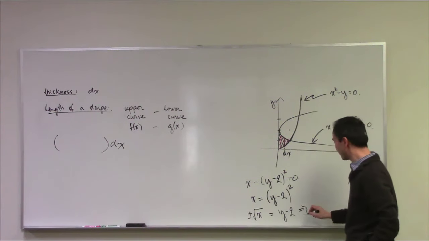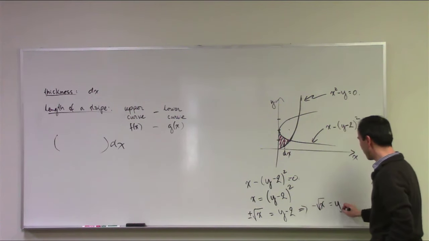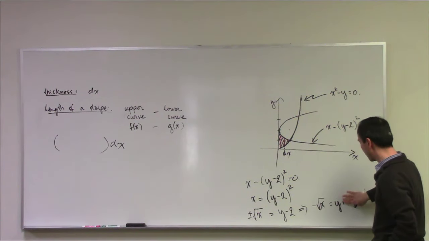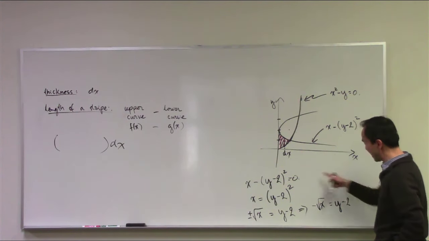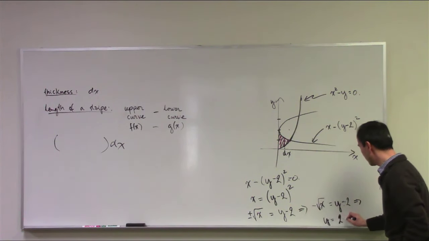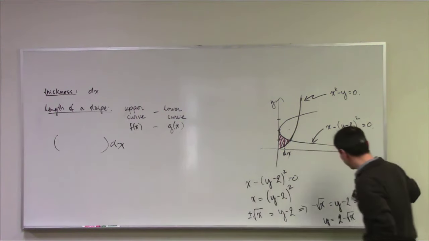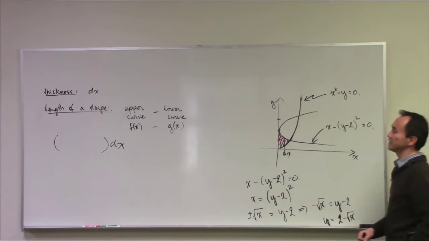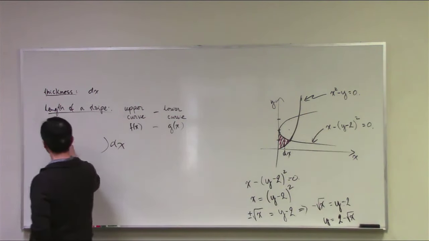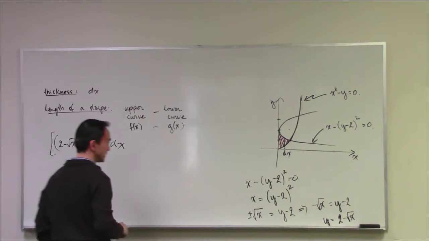So now I'm looking at minus square root of x equals y minus 2. I'm adding the 2 over, that gives me y equals 2 minus square root of x. Okay. Now we have found the upper curve. See what I'm saying there? So I'm going to fill it in. The upper curve here is 2 minus square root of x. Then we're going to subtract, and then put the other function.